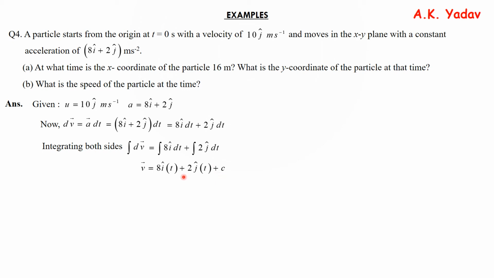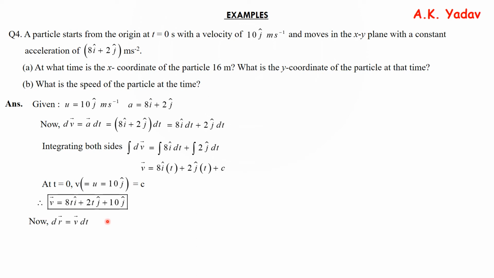In order to understand this, please check the video on integration. Now, if I put t equal to 0 in these two places, I get c equals v, that is the initial velocity, which is 10j. So we can write c equals 10j. Therefore, v can be written as v equals 8ti plus 2tj plus 10j.